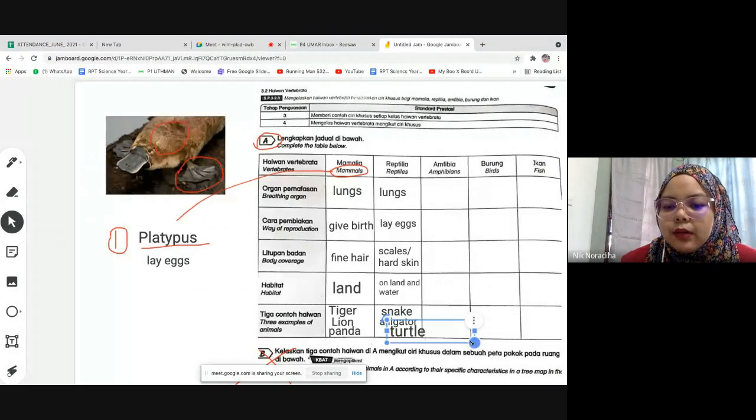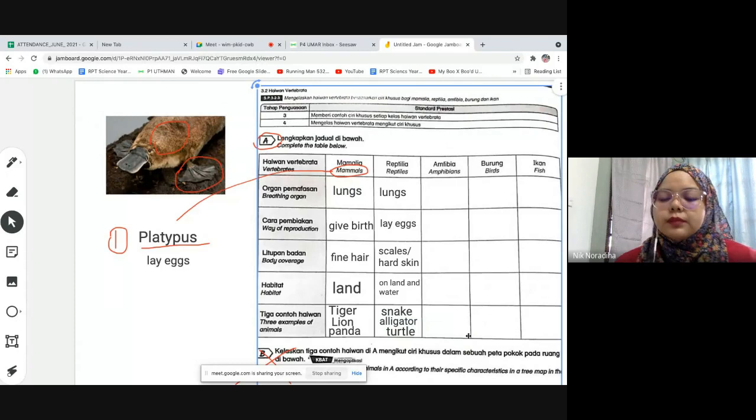Okay, so we have done with the reptiles, group of reptiles, right? So individual learning today is not individual. You do with teacher today, okay? Because today we are learning about five groups, so you do together with teacher. After you master, you are good at all these five groups, you're going to do all the activity together, okay? At first, do with teacher first, all right?